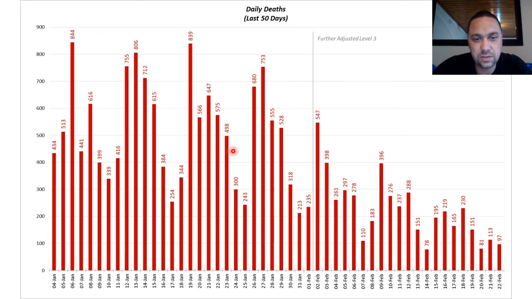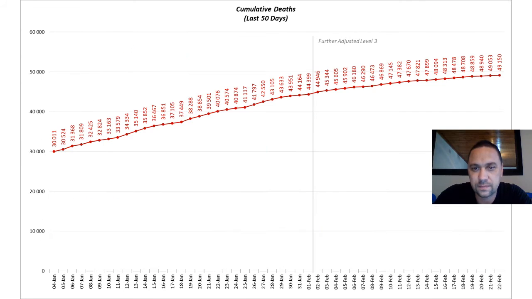Daily deaths, we also see a decrease in the number of deaths recorded daily. And in the last 7 days, the average is 151 per day compared with the previous 7 days of 232 per day. Again, looking at the cumulative numbers, there was a massive increase in the number of deaths as we hit the second wave, but now there seems to be some slowing down and flattening of that curve as well.